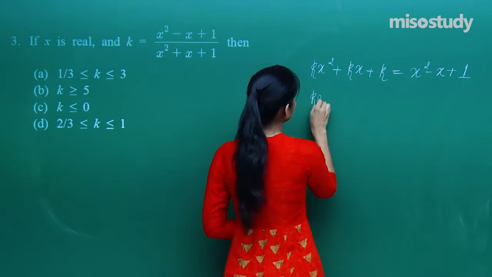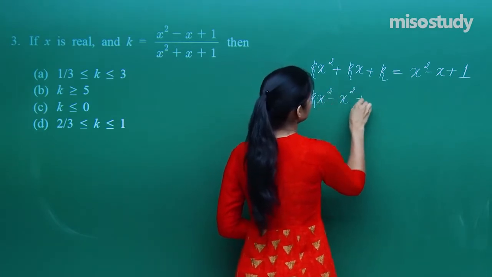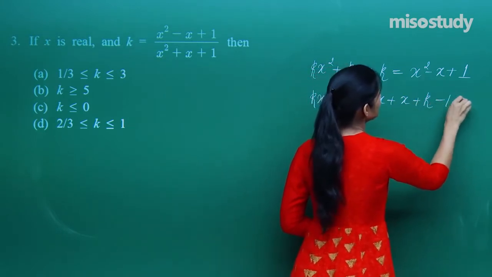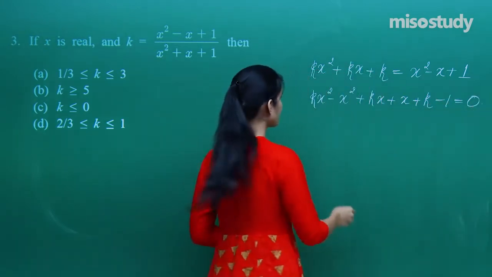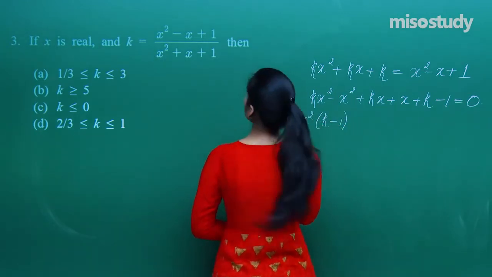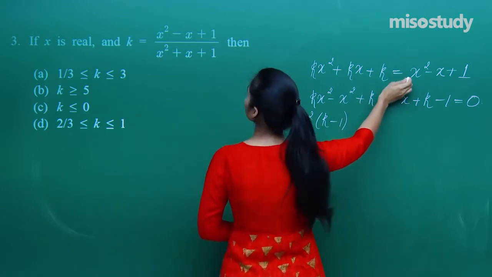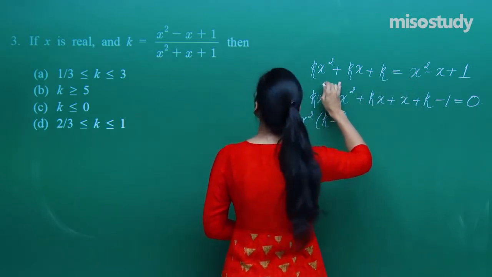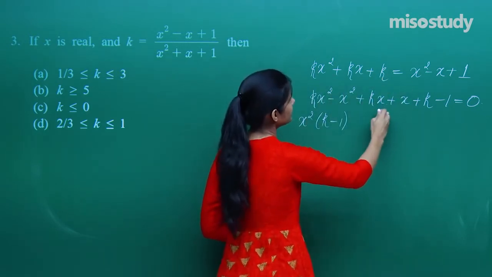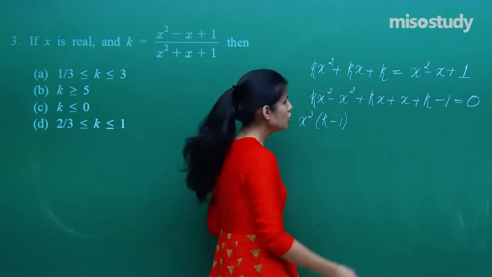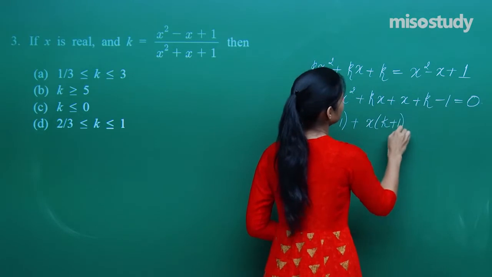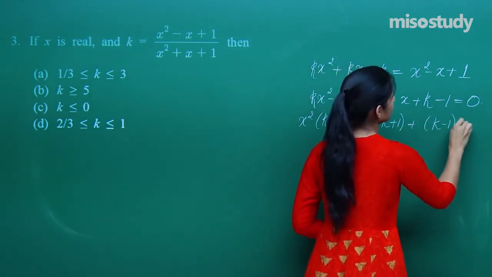So you get Kx square minus x square plus Kx plus x plus K minus 1 is 0. So you get x square common, K minus 1. So Kx square minus x square, Kx plus x plus K minus 1. So you get x square K minus 1 plus x K plus 1 plus K minus 1.